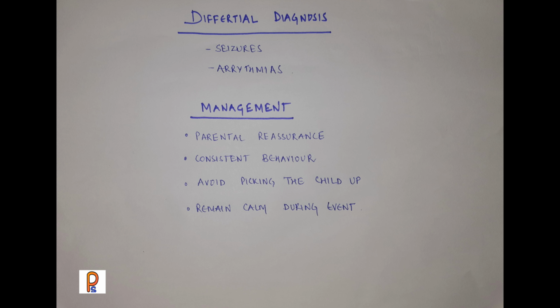How we will manage this breath holding spell is, we will reassure the parents. Another thing is we will tell them to be consistent in their behavior. They should not fulfill all the demands of the child, or make such an event happen again. Also, during the spell, they should not pick the child up, as that will make the child unconscious. And they should remain calm during the event.